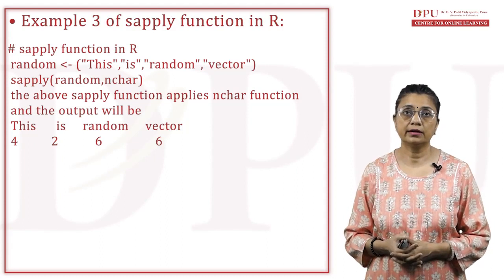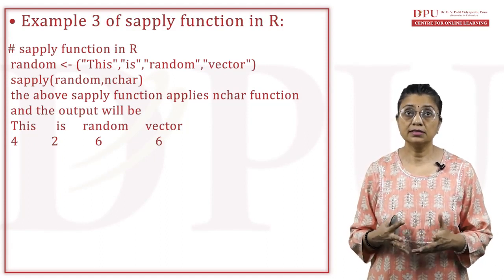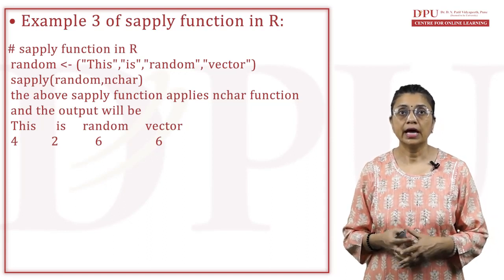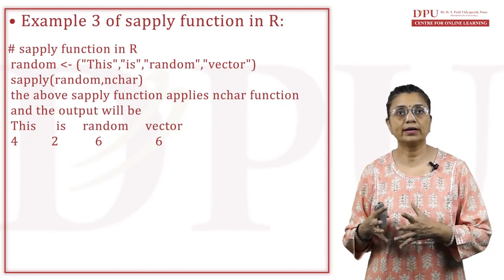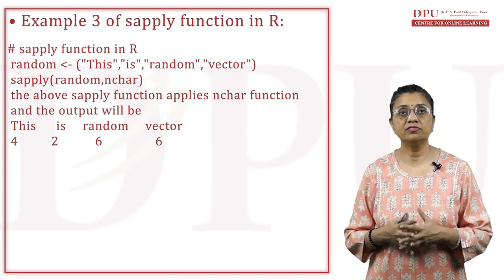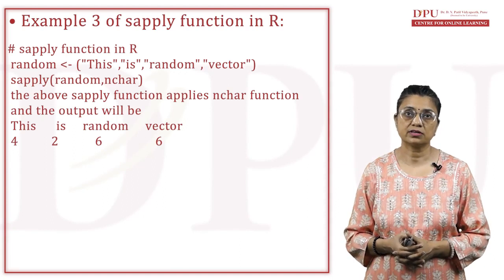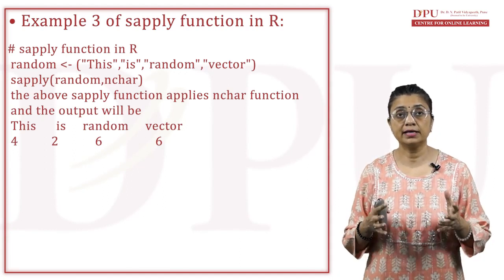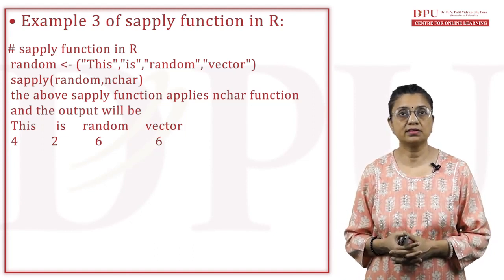The sapply function in R is a very typical function which can do a variety of tasks. Now in this code, there is a variable random, and in this we have entered 4 words. This is random vector. So basically in the random variable there are 4 words. Now with the help of sapply, I apply a function on the random variable, and I want to find out the number of characters, how many characters there are in every word.